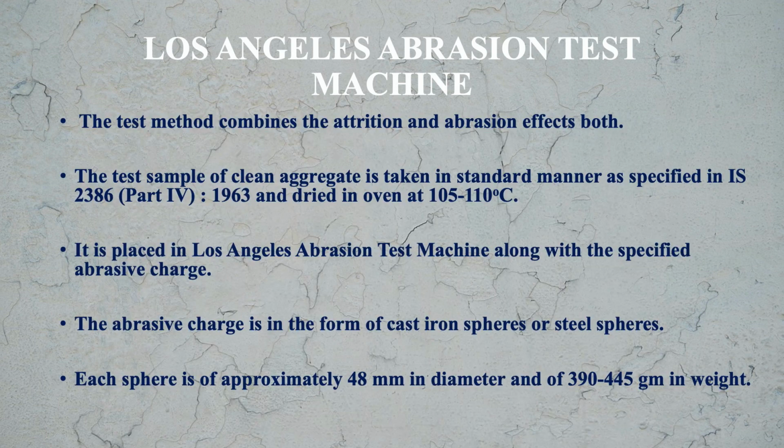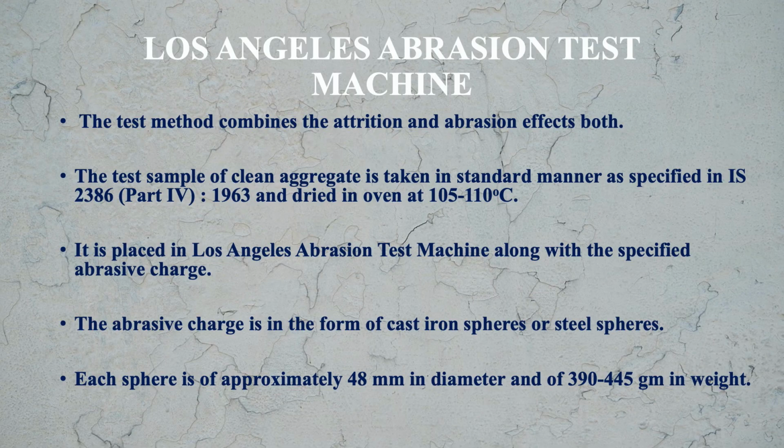The test method combines the attrition and abrasion effect both. The test sample of clean aggregate is taken in a standard manner as specified in IS code IS 2386 part 4, 1963, and after that dried in an oven at 105 to 110 degrees centigrade. It is placed in the Los Angeles abrasion test machine along with the specified abrasive charge.